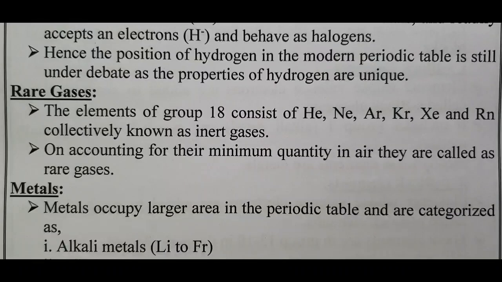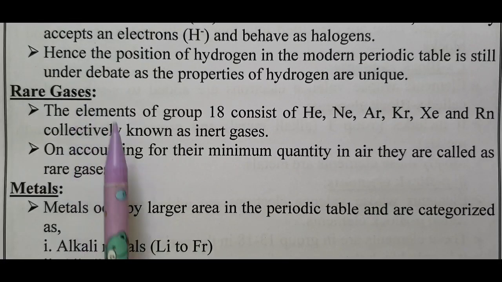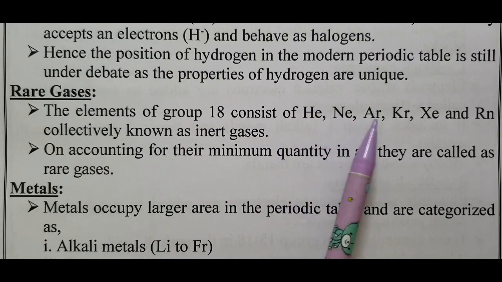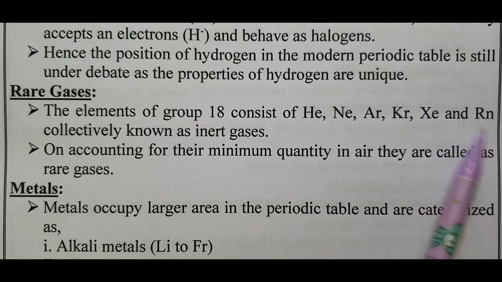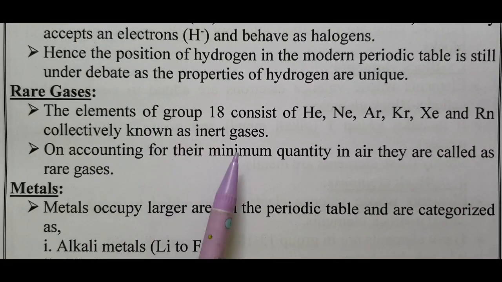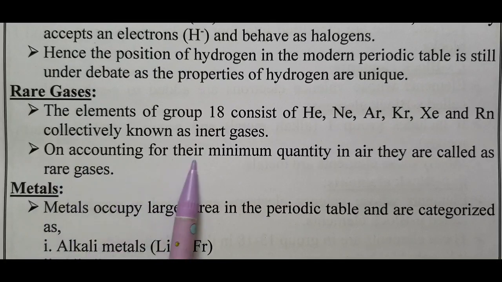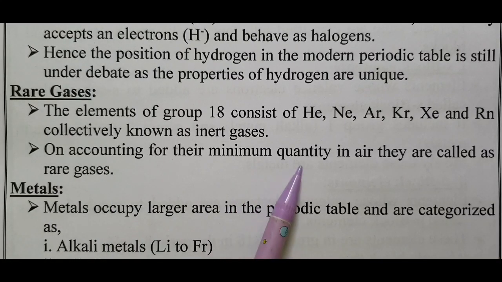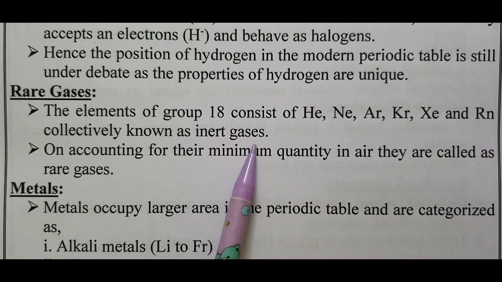Rare gases, inert gases or noble gases. The elements of group 18 consist of helium, neon, argon, krypton, xenon and radon, collectively known as inert gases. On account of their minimum quantity in air, they are called rare gases. A very small quantity of noble gases is present in air, therefore they are called rare gases. Mostly they are chemically inactive, therefore they are called inert gases.